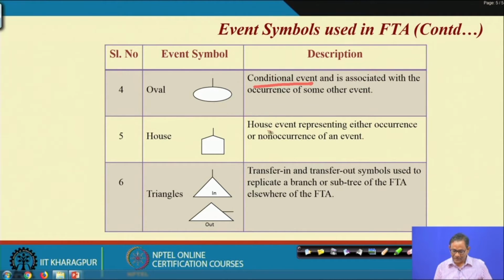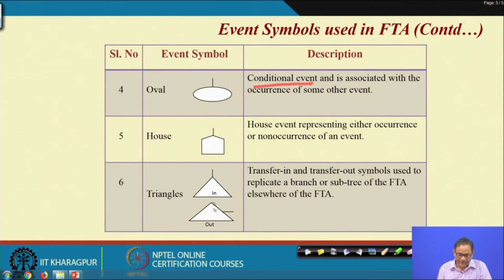What is house? The house represents either the occurrence or non-occurrence of an event. There may be a situation when both occurrence and non-occurrence have a causal implication for the system. Under such a situation you will use this. It is occurrence as well as non-occurrence as consequence, not only occurrence or non-occurrence. So, when you go for a bigger fault tree, maybe house events and other things will come.